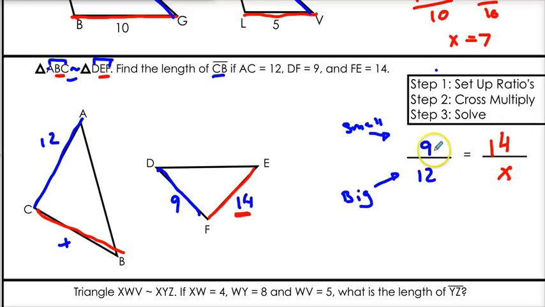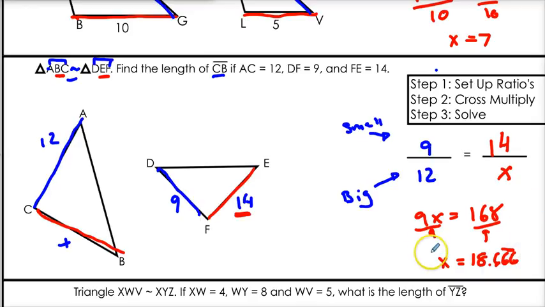Alright, we just cross multiply these and we get 9X is equal to, I can do this in my head, 168. Divide both sides by 9, and X is equal to, oh man, I can't do that in my head. Hold on, I'll take out my calculator, which is 18.666, and that goes on forever, so we'll just put the bar.